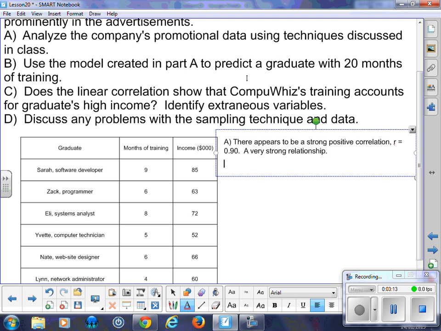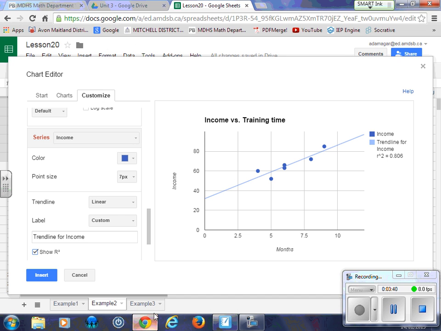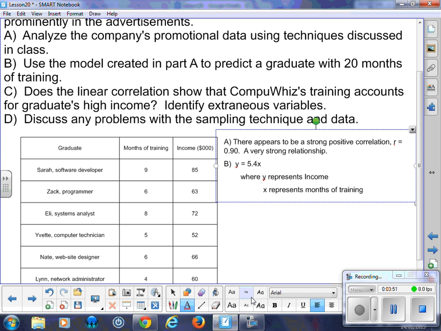Okay, B part. Use the model created in A. Okay, so we've got to find a model. So y equals, and I'll cheat a little bit here, where y represents income and x represents months of training. All right, backtrack a little bit. Go back to my Google Doc sheet here and give me an equation. So 5.4x plus, let's call it 32. So y = 5.4x + 32. So there's the trend line.